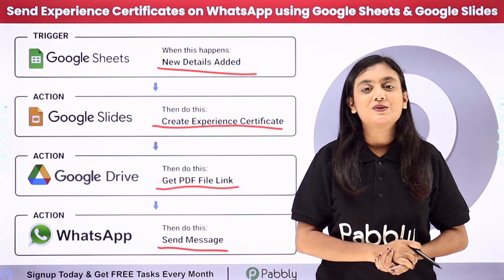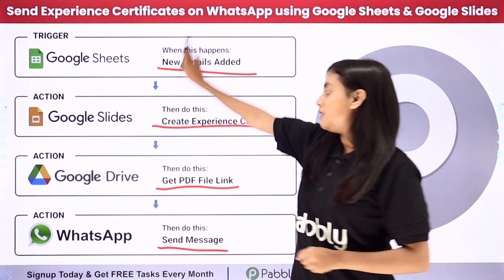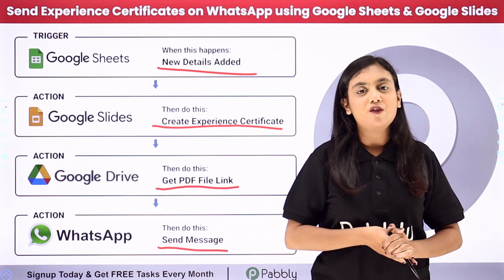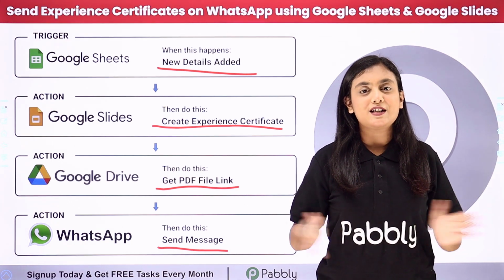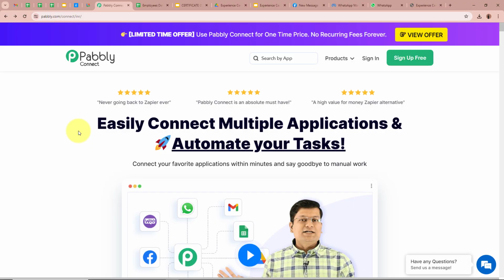For that, we're going to simply create an automation between all of these applications with the help of Pabbly Connect. So if you want to learn how to do this automation, then let me take you all to my screen. In this video, we're going to learn how to send experience certificates on WhatsApp using Google Sheets and Google Slides.